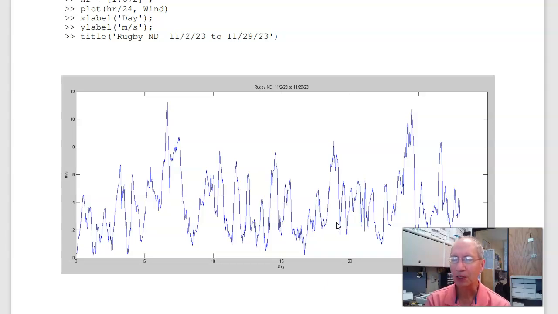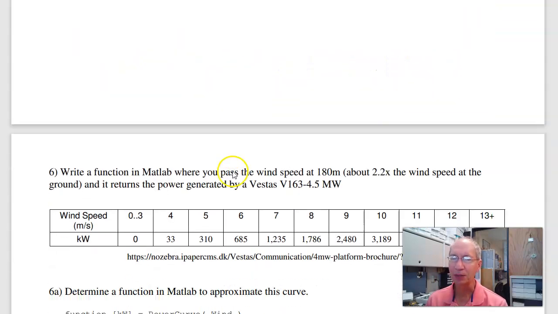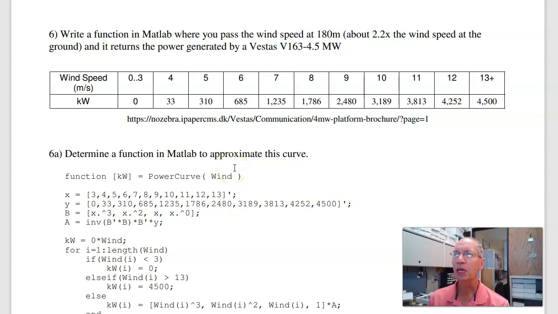Kind of neat thing about the internet is you have access to data like this. Given that data, I can start doing some analysis. Suppose I took a Vestas 163 megawatt wind turbine. How much energy would that produce? Well, the first thing I need to do is come up with a power curve. That'll convert wind speed to kilowatts.